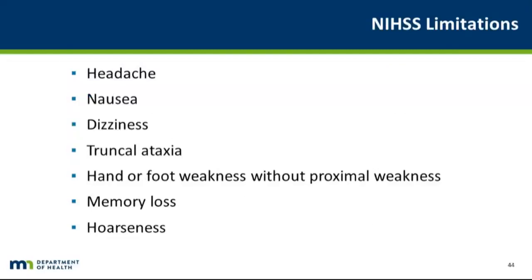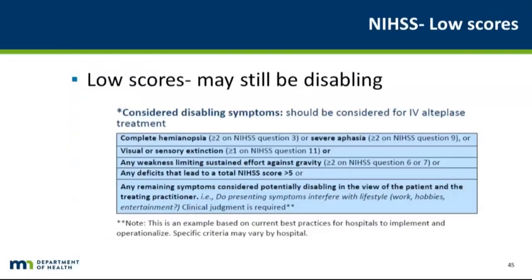There are limitations to the NIH Stroke Scale. It doesn't consider stroke symptoms such as headache, nausea, dizziness, truncal ataxia, hand or foot weakness without proximal weakness, memory loss, or hoarseness. Low NIH Stroke Scale scores may still be disabling and should be considered for treatment. It's best to consult with neurology experts as soon as possible in your process to help decipher eligibility.